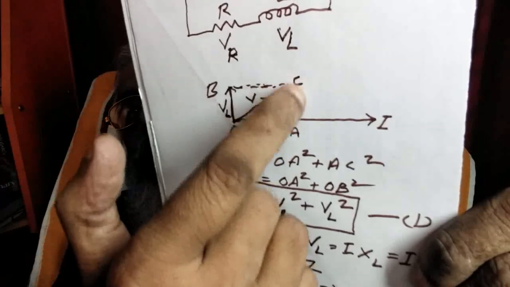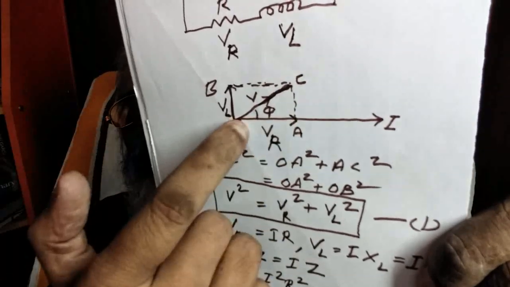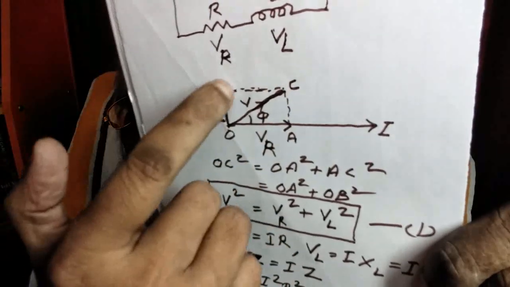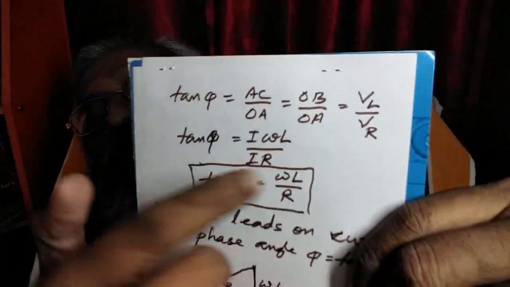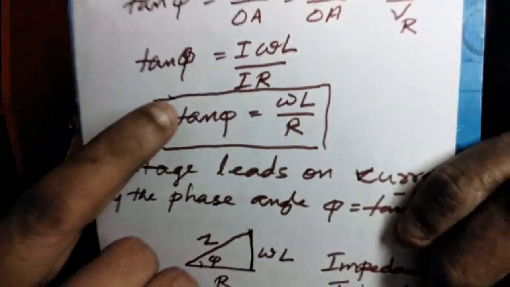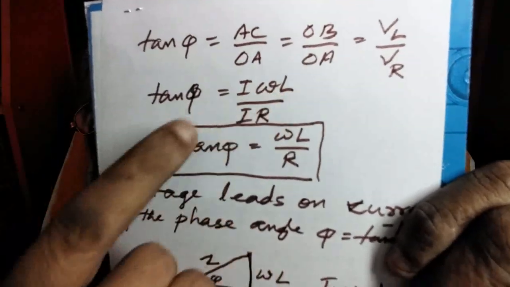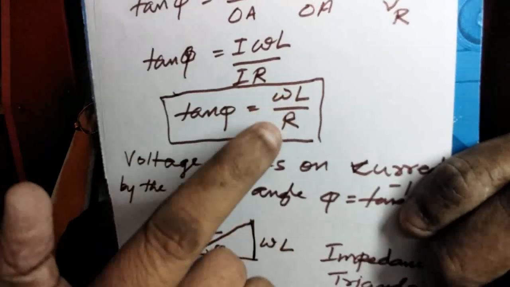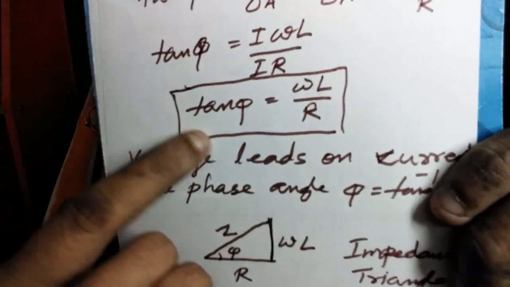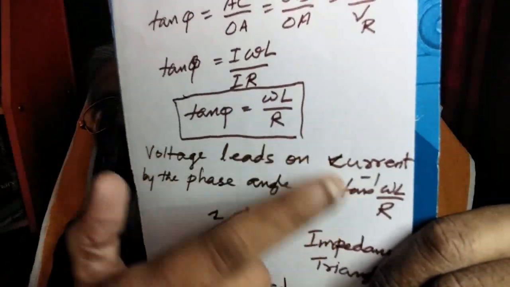Tan phi equals opposite side by adjacent side. This is equal to VL by VR. That is tan phi. VL is I into omega L by VR is I into R, or tan phi equals omega L by R. That means phi is tan inverse of omega L by R.